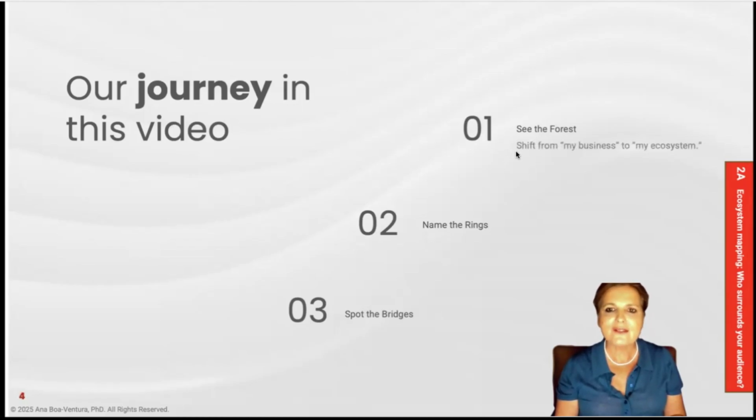See the forest in the sense of shifting from this idea of my business to this idea of my ecosystem, which will be very beneficial if you can make this shift of thought about your business. Name the rings, identify who truly surrounds your audience. And then finally, spot the bridges, really identify those connection points. Those are fundamental. So we'll talk about this as we go, but this is really our journey during this video.